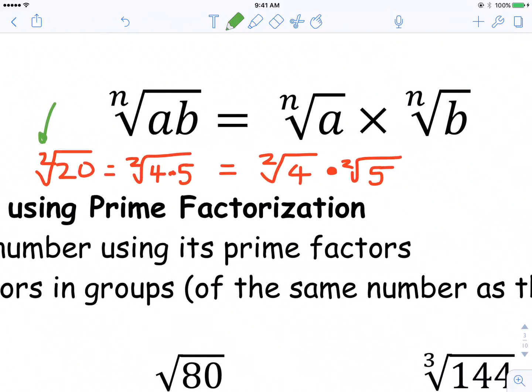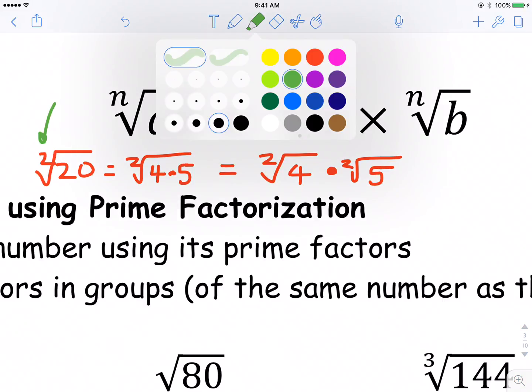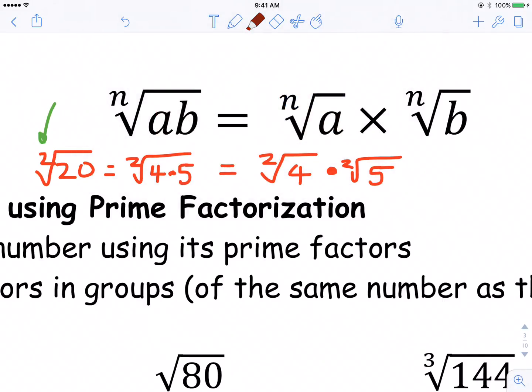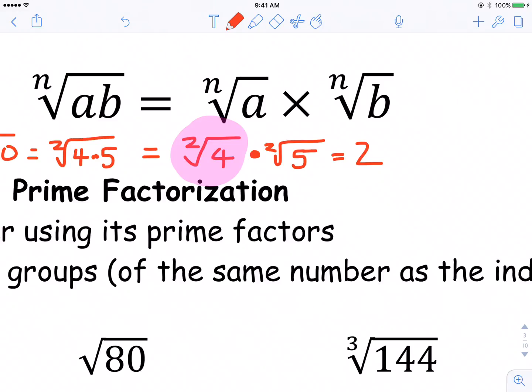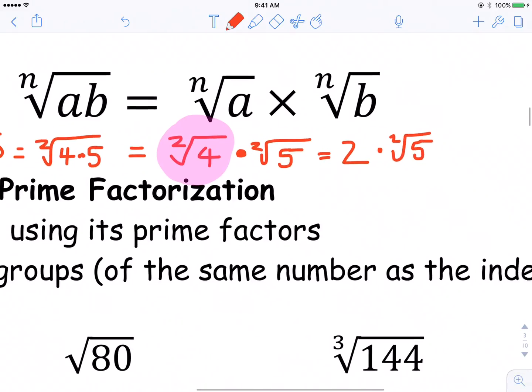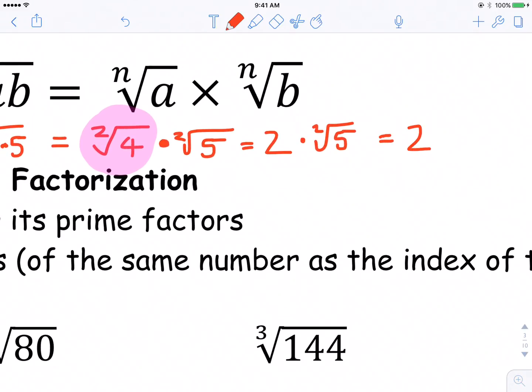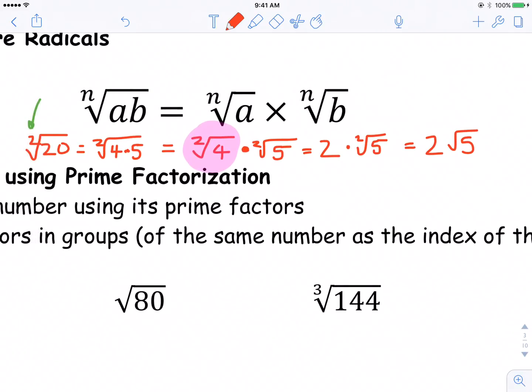So now, if I look at the square root of 4, well, what's the square root of 4? The square root of 4 is 2. The square root of 5 doesn't simplify anymore. It gives us an ugly decimal number, so I can leave that as the square root of 5. Or more simply written, I wouldn't even write the multiplication in there. I would just write 2 root 5. So that's how we use this rule to help us simplify radicals.